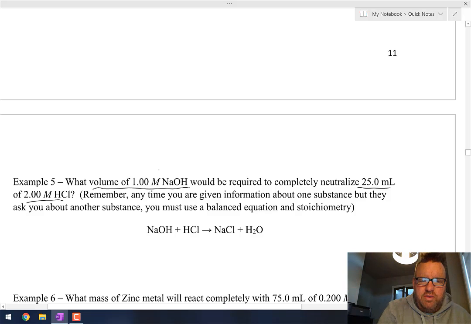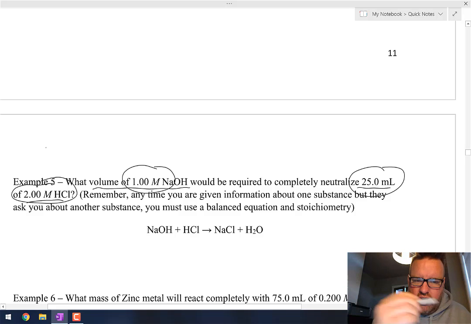So the first thing we do, there's nothing you could do with 1 molar NaOH because that's the only thing they give us about NaOH. But they do give us the volume and the concentration. This is a good indicator.